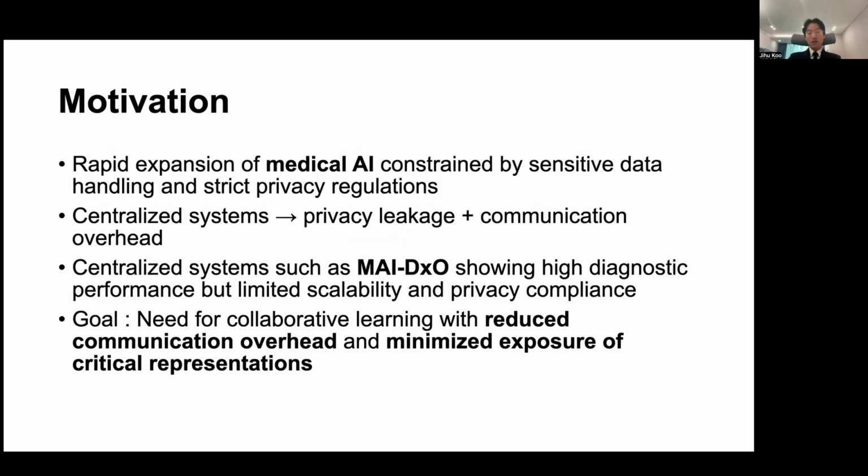So, the goal of this research is to design a federated learning method that significantly reduces communication while minimizing exposure of sensitive representations.